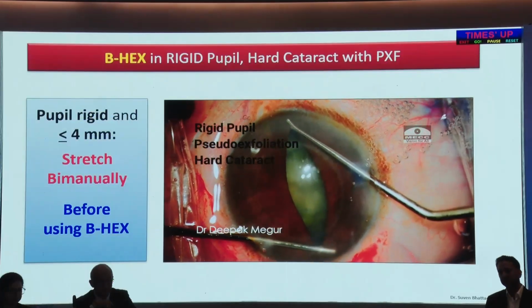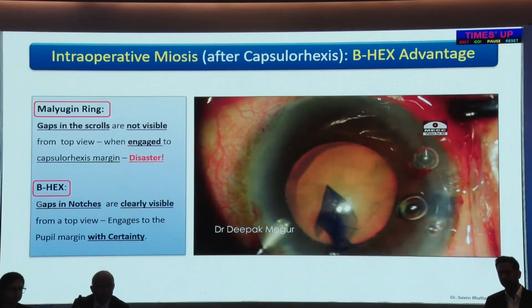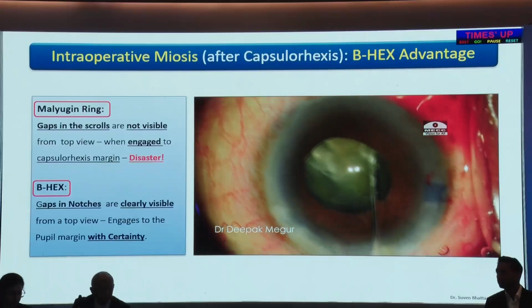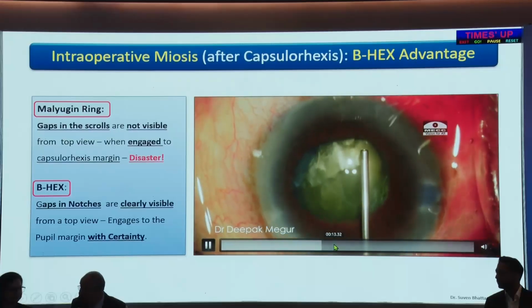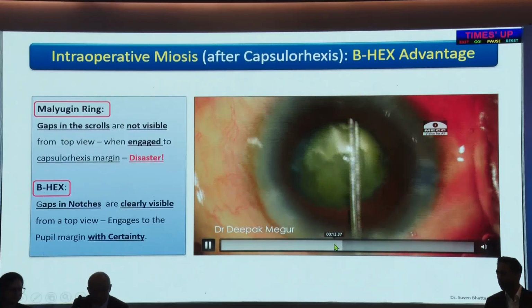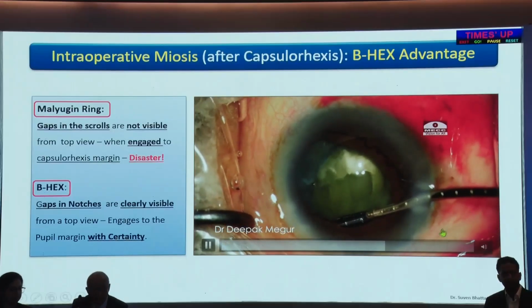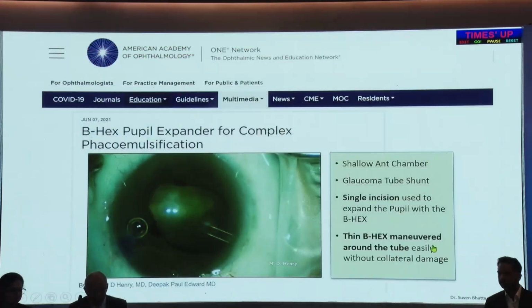And this is a hard cataract. I think these are videos. Intraop meiosis. You inject viscoelastic under the iris and over the capsular rim to create that space again so that you do not engage the capsular rhexis margin. And this is probably the last video that I'll show. And this is Deepak Megur's video. And now once this is happening, you need to actually inject viscoelastic under, create that little space, and then you start tucking the device, and you have a well-expanded pupil for surgery. We'll skip this, and skip this.